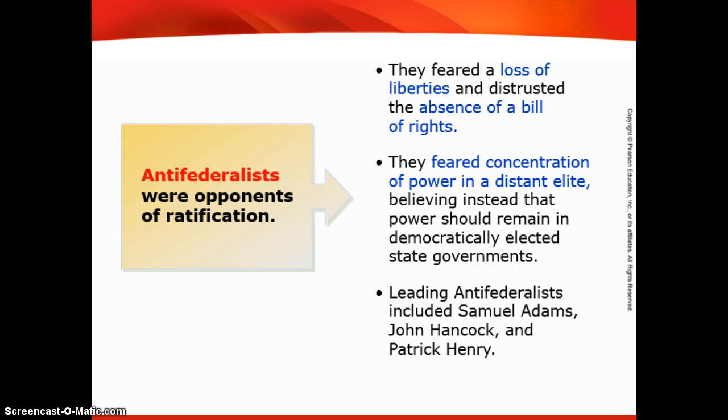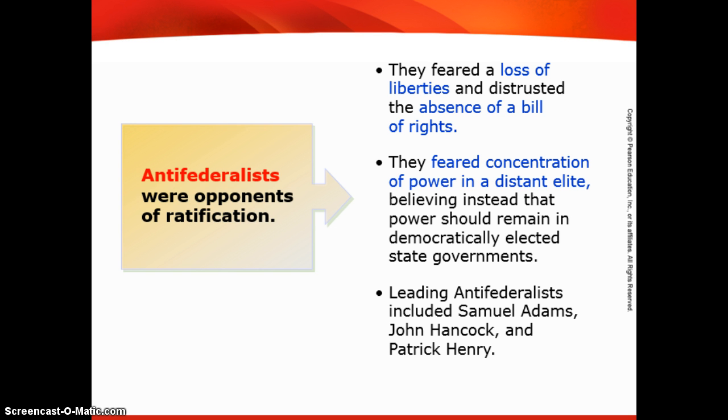Anti-Federalists, another political party that is developing, were opponents of ratification. They feared a loss of liberties and distrusted the absence of a Bill of Rights. That will be the first thing done when Congress gets together in the House of Representatives. They will write the Bill of Rights.